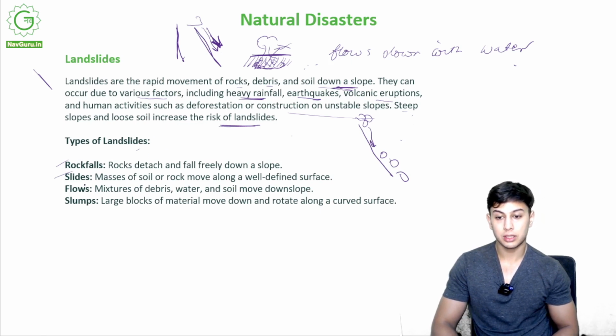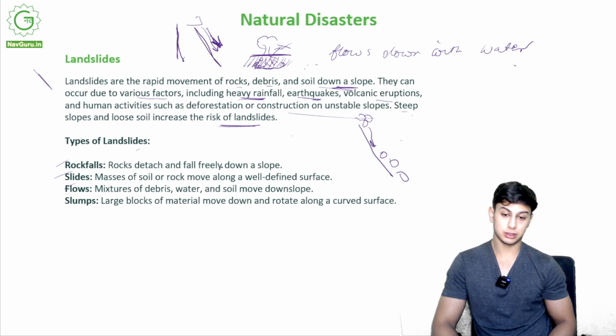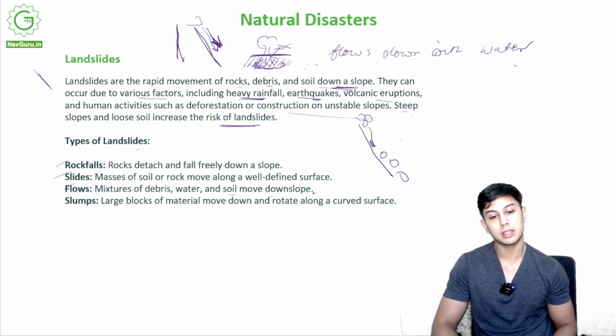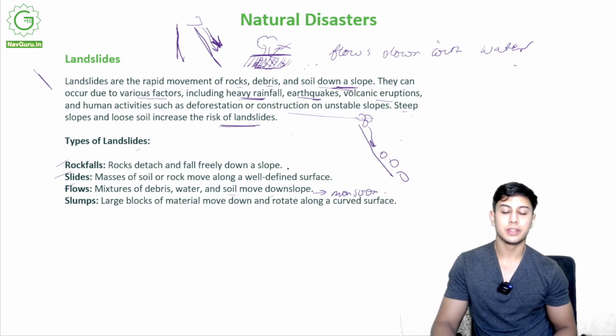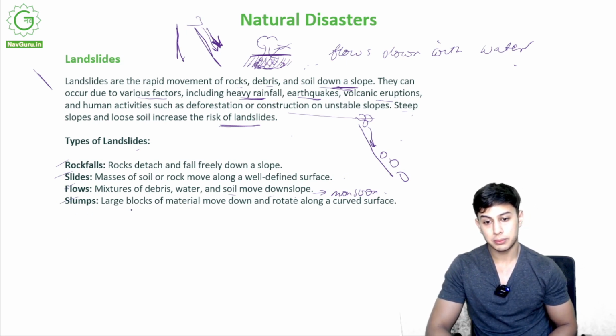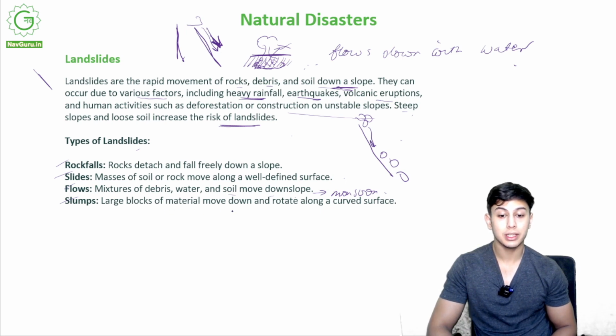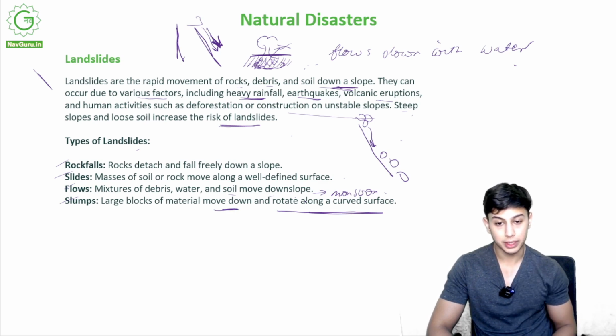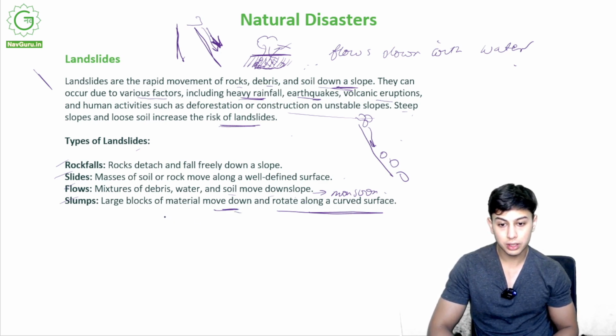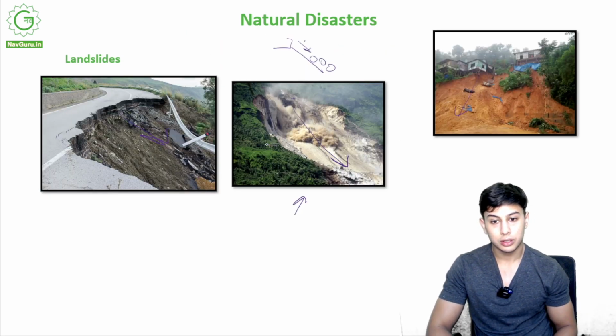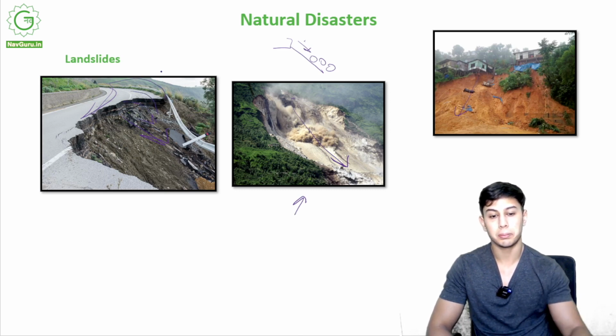Right, now mixed flows. Now what are flows? A mixture of debris, water and soil moves downward. This occurs during the monsoon. If there is water, if there is soil, if there is debris, they move down the slope. Slumps. What are slumps? Large blocks of material that move down and rotate along a curved surface. So let me show you again. This is a curved surface, right? Something that falls over here like this would be a slump.